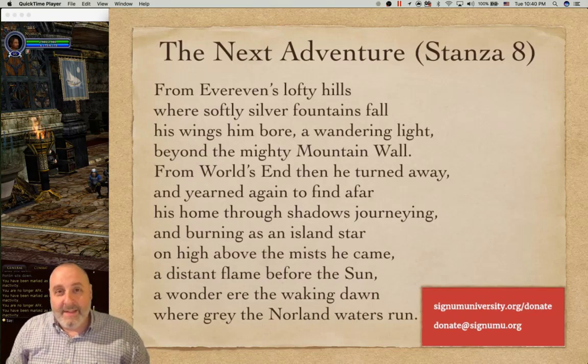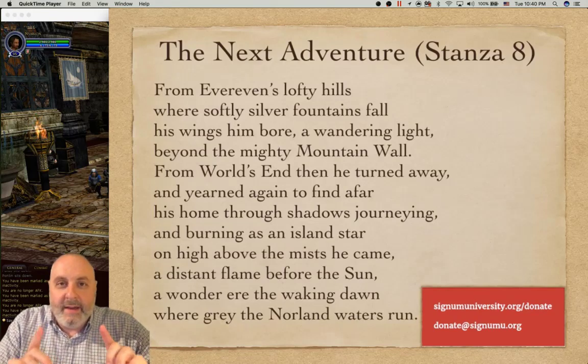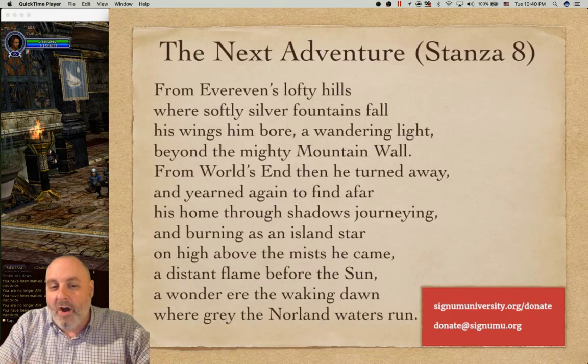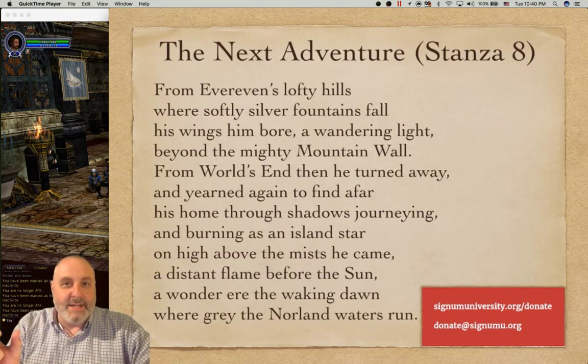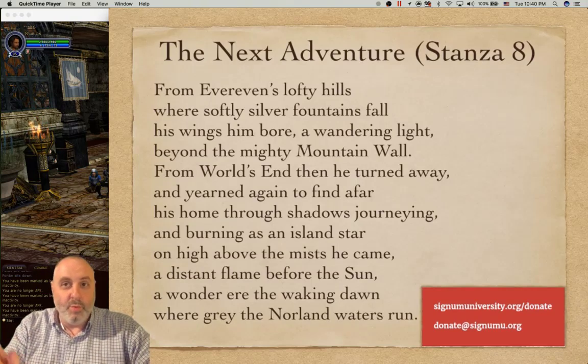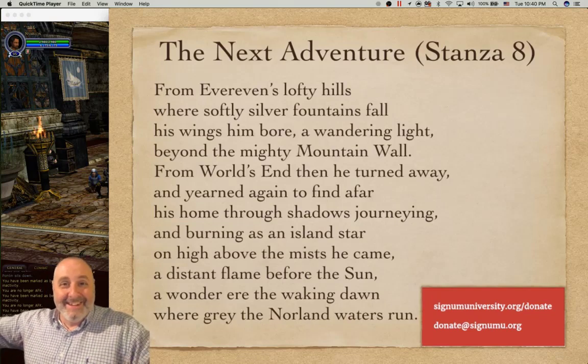They see him, right? He gets his wish. Sort of. Notice the ironic phrasing of his desire. He yearned again to find afar his home through shadows journeying. Afar. Afar is the tricky word there, right? He wants to find his home, which is afar off, right?